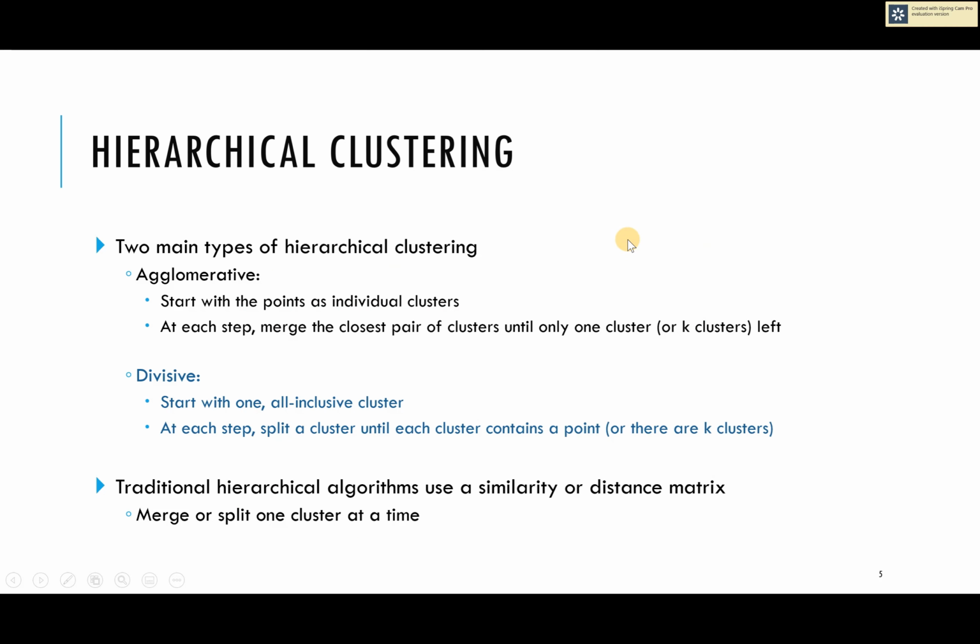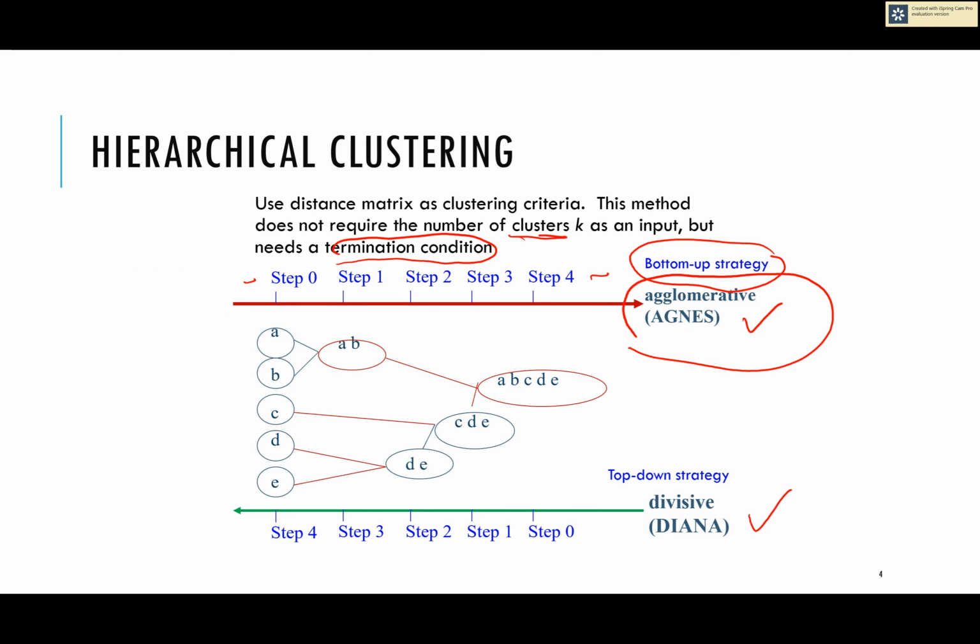In hierarchical clustering, you know that there are two main types, that is agglomerative and divisive. So in agglomerative, it starts with each point as an individual cluster. So we can see that from there A, B, C, D, E, F, right? And then at each step, it will merge the closest pairs of clusters until one cluster or K clusters are left. So we know that from here, this is the biggest cluster. So this is the one cluster.